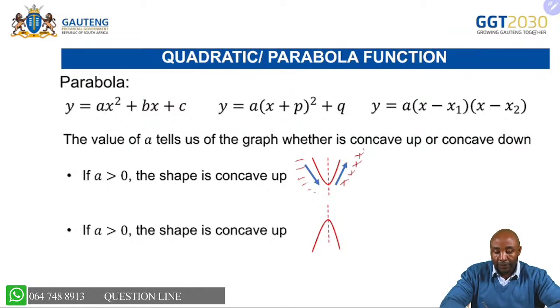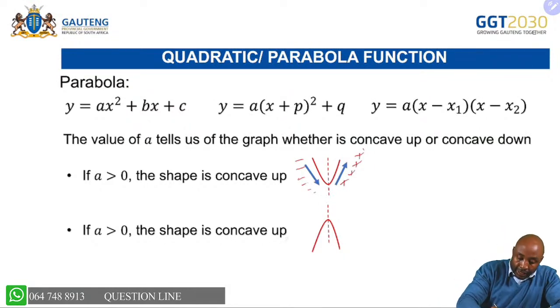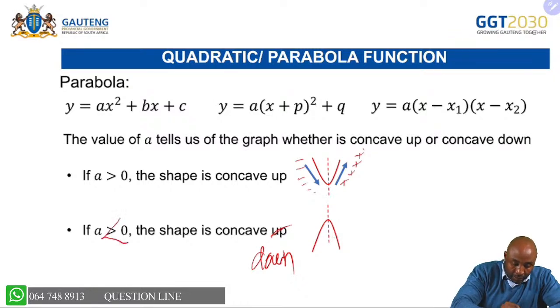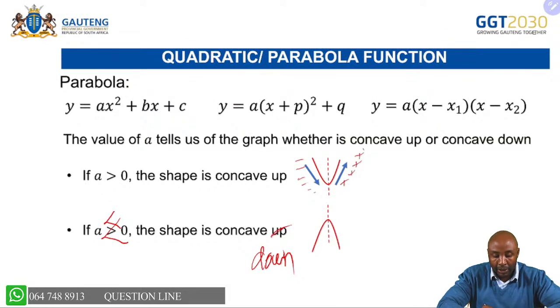If our graph is concave down, you will realize that our graph will face downwards. Please remove that up there. It is concave down if our A is less than 0. Let's fix that. A less than 0, the graph is concave down. It means it's facing downwards.